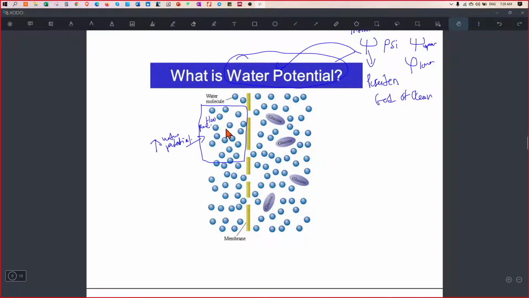So when water has nothing else in it, we call it having the highest water potential. Can it get higher? Yes, if you put a pressure on it, it can get even higher. But the moment there are impurities present, it can be glucose, it can be salt, or anything, it will lower the water potential.